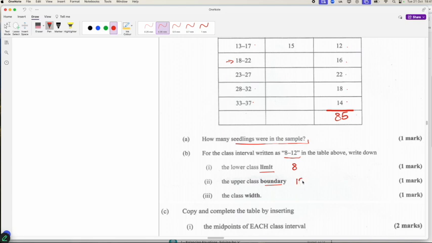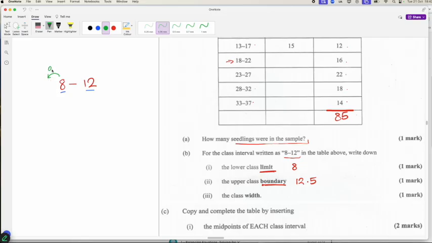12.5. You remember? Wait, so how is it 12.5? The upper limit is 12.5 and the lower limit is just 8? Well, no, you're using the wrong words. This is not the upper limit. This is the upper boundary they asked for. Boundary and limit are two different things. Remember that, right? I didn't see that. So remember that the limit is the actual number, 8 and 12, right? Remember the boundary.